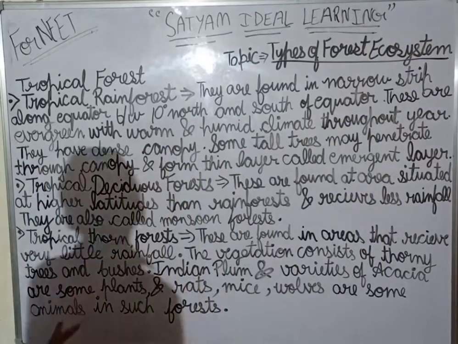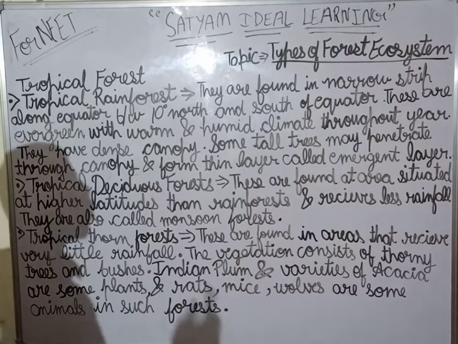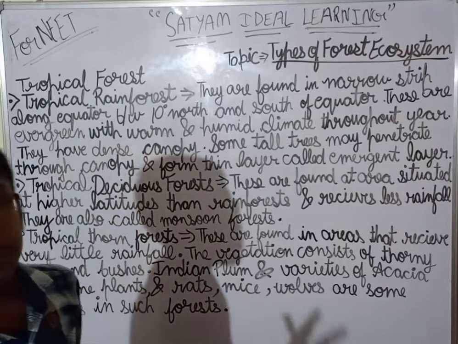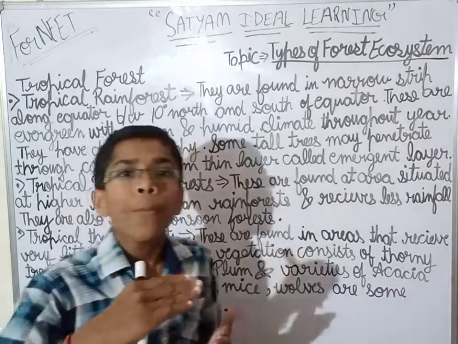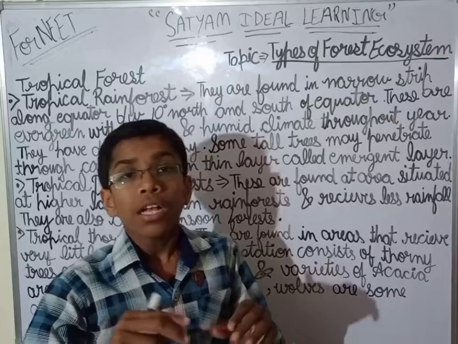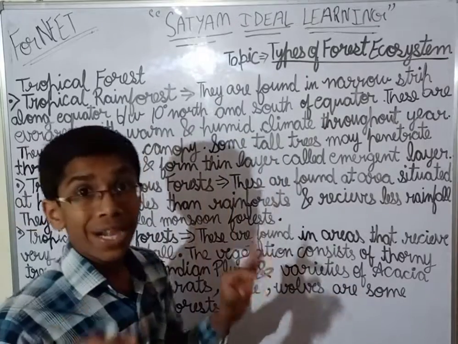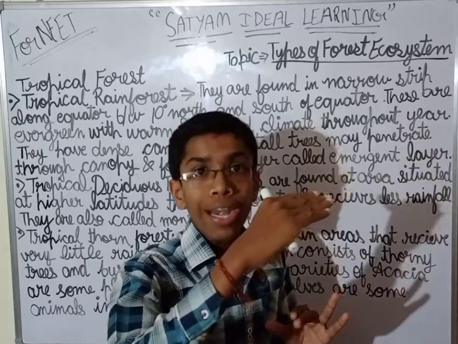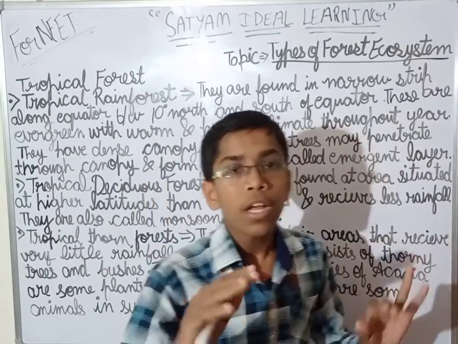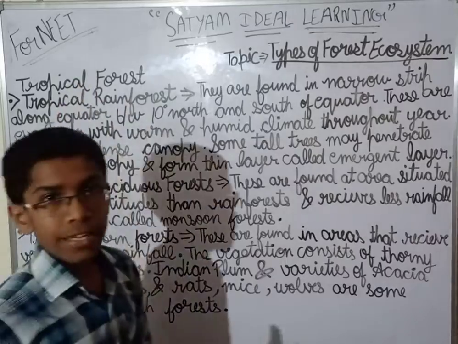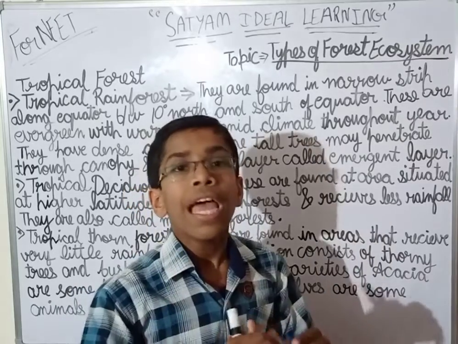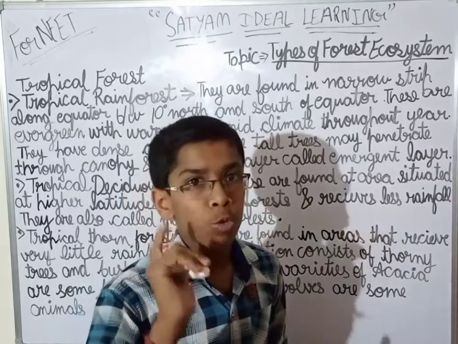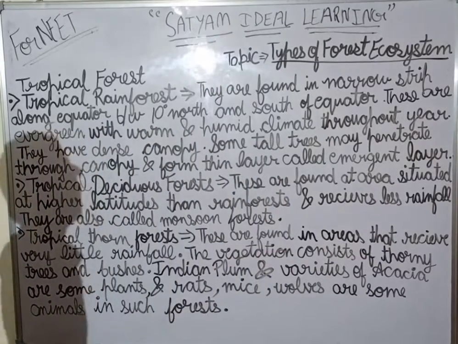Clear this thing? Now we are coming to the tropical forest. Now what is the tropical forest? At the very first, tropical forest extends from the equator up to the Tropic of Cancer in the north and the Tropic of Capricorn in the south. Remember this thing. Clear this thing? And now this tropical forest has been further divided.